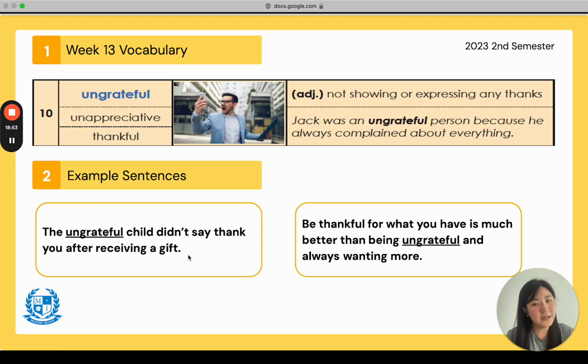Good. Example at the bottom, it says, the ungrateful child didn't say thank you after receiving a gift. Oh no, where are your manners, child? So when someone gives you a gift, you should always say thank you so that you do not sound ungrateful. Example 2, be thankful for what you have is much better than being ungrateful and always wanting more. So instead of saying, oh, I want more candy or I want more toys, you should be more grateful and thankful for the things that you do have already. Okay? Ungrateful.